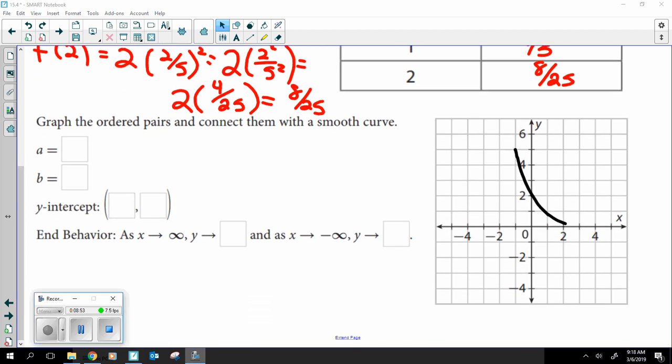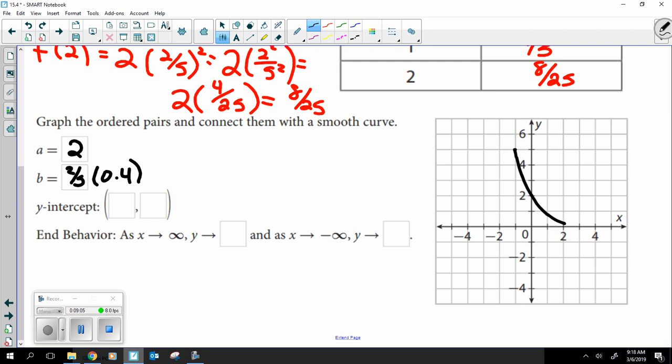All right, so there's my graph. I'll show you that I plotted it, I graphed it. There it is. So our a is 2, our b is 2/5, when we get all technical with it, and our y-intercept is 0, a. It's always that.